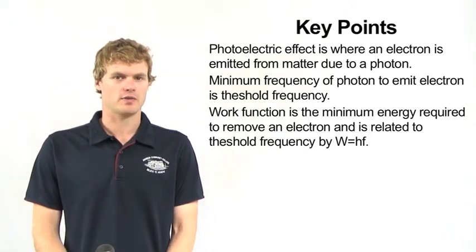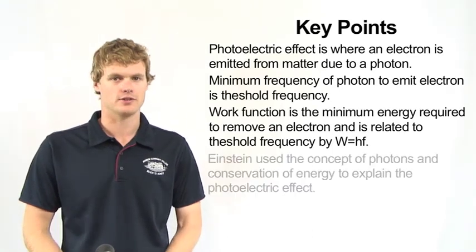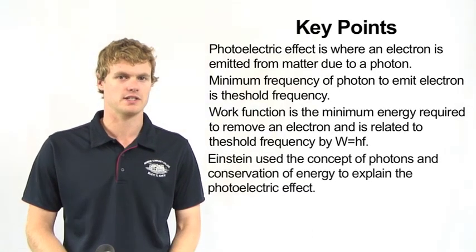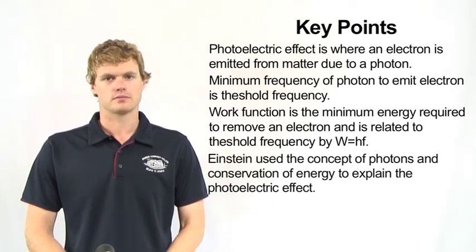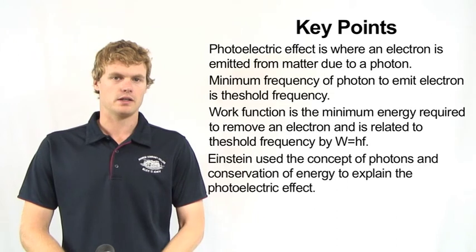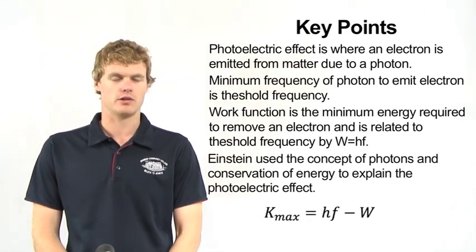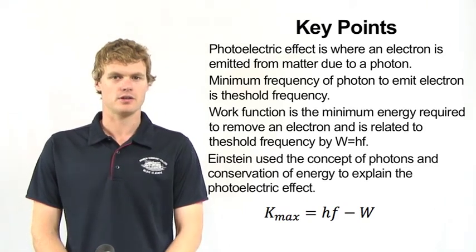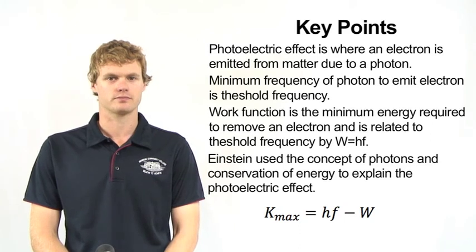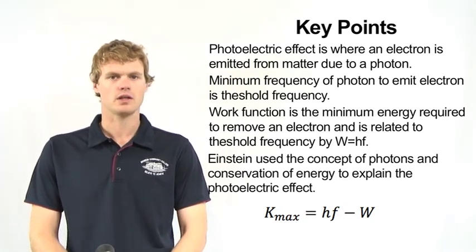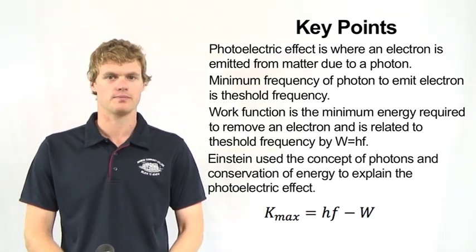In explaining the photoelectric effect, Einstein had to use the idea of photons and the conservation of energy. The maximum kinetic energy of an emitted electron is equal to the energy of our incident ray take away the work function. So, our maximum kinetic energy is equal to hf take away W.